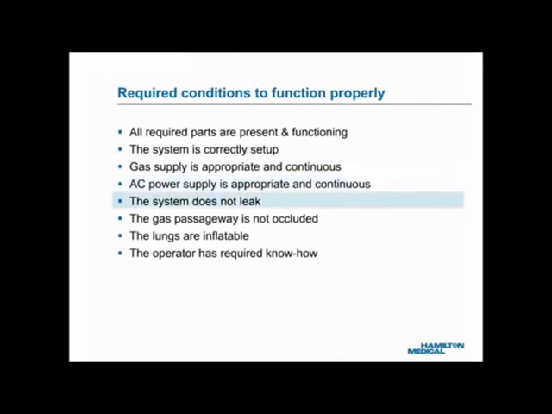5. The system does not have any noticeable gas leak. 6. The gas passageway is not noticeably occluded. 7. The patient's lungs are inflatable. 8. The operator knows fully how to set up and to operate the ventilator system correctly. In ventilator design and development, engineers assume that all of these required conditions are satisfied. In the real world, however, this assumption may not always be correct. This discrepancy could be the most important and most common root cause of the troubles and problems we sometimes experience during mechanical ventilation.